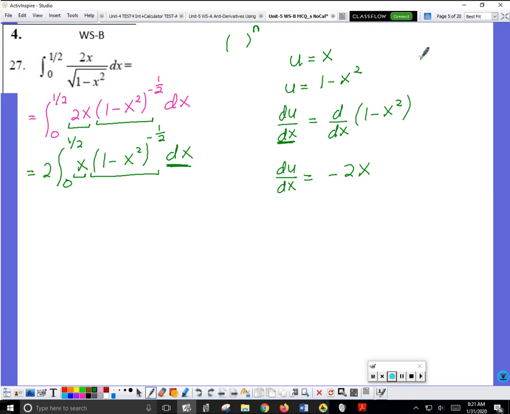I can't remember if I mentioned this last time or not. U-substitution is the chain rule backwards. The chain rule part of your derivative rules says the following. When you're doing this, to take the derivative of the square root of 1 minus x squared, I'm going to take 1 over 2 times the square root of this something, multiplied by the derivative of this something.